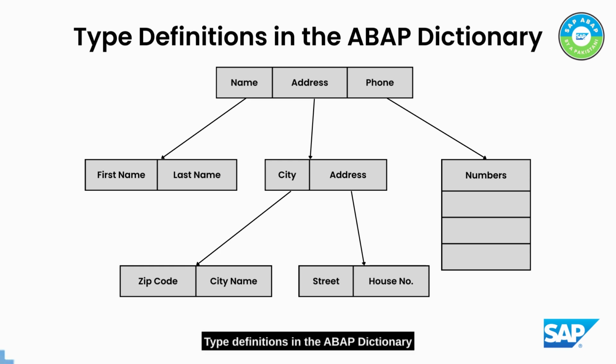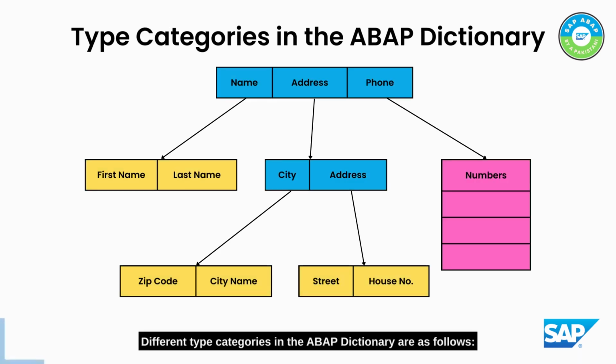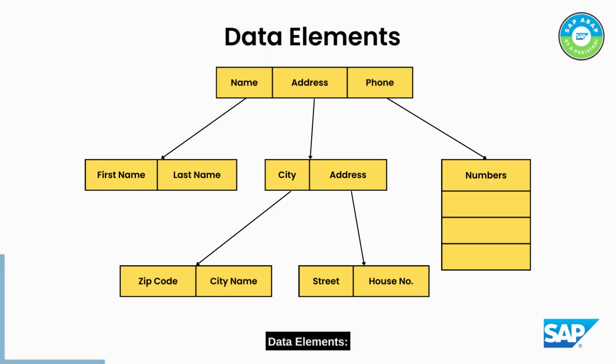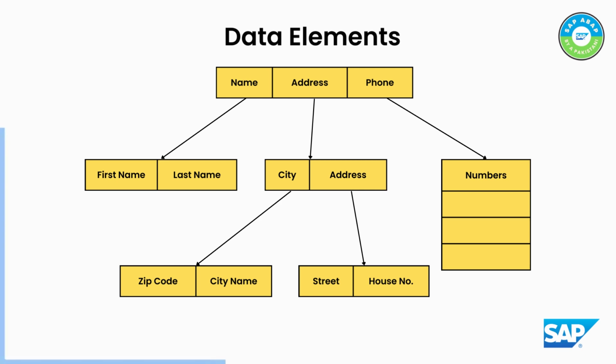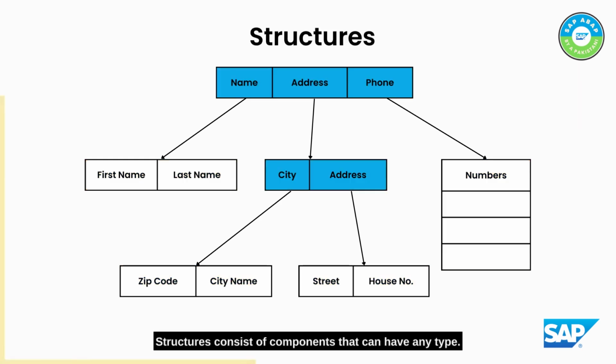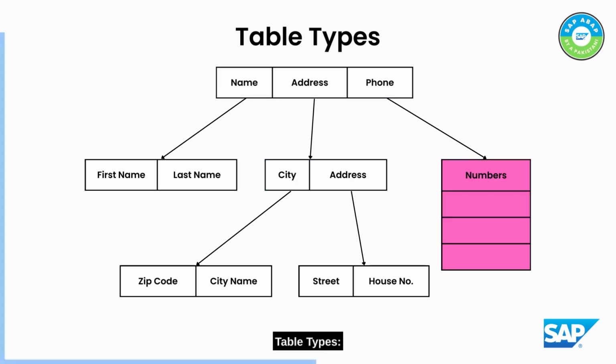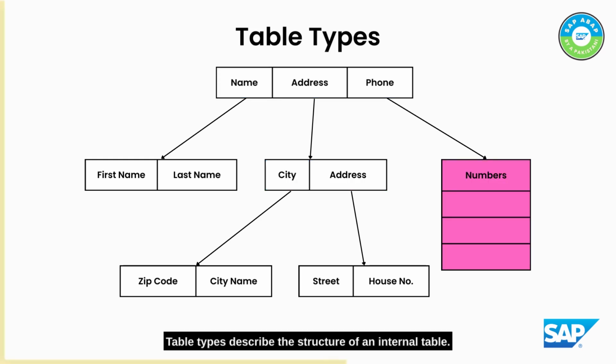Type definitions in the ABAP dictionary. Different type categories in the ABAP dictionary are as follows. Data elements. Data elements describe an elementary type by defining the data type, length, and decimal places. Structures. Structures consist of components that can have any type. Table types. Table types describe the structure of an internal table.